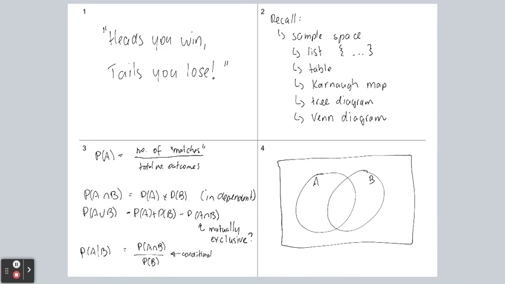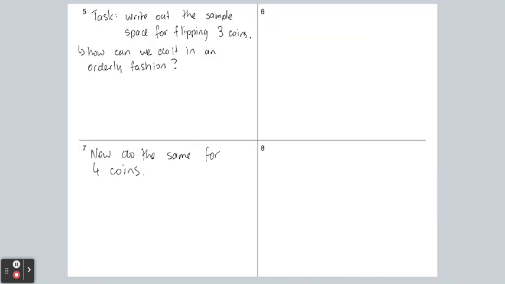Cool. Okay, let's move on. Just recall is all I want because the actual new stuff is over here. I'm going to do the first task together as a group, and then I'm going to get you to do the second task there on slide 7.